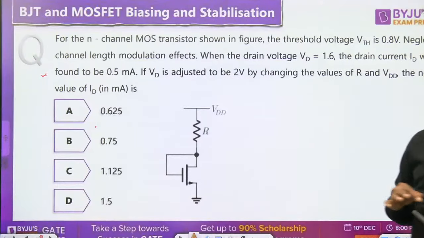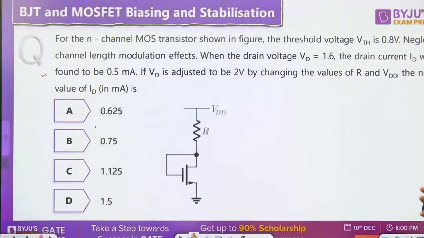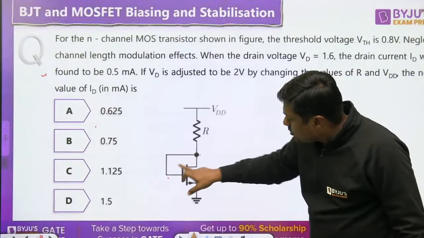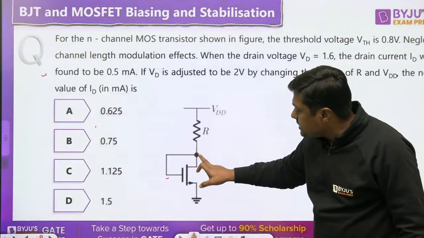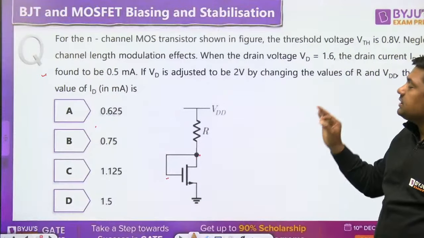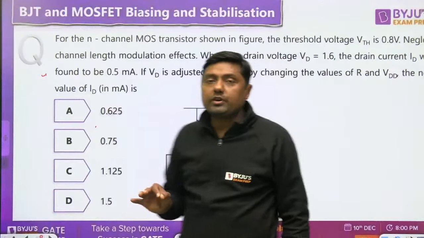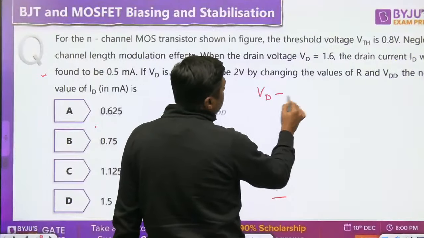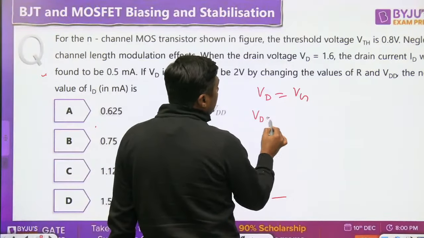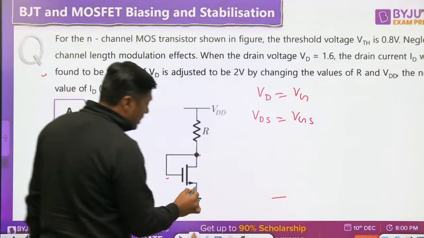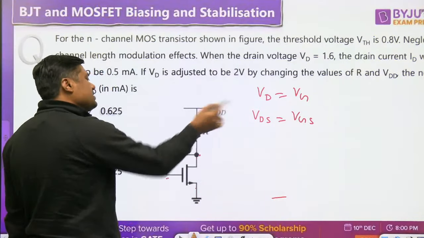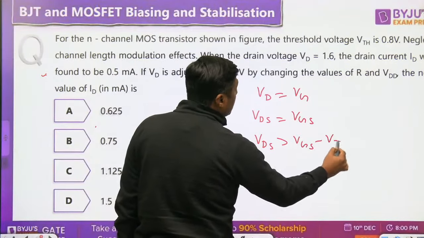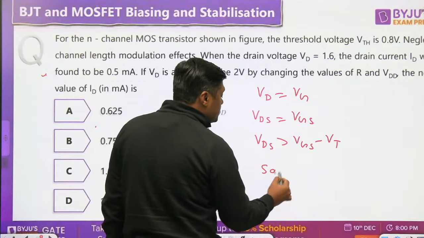In this question, always remember, if the drain is connected to gate, then directly we can say that the MOSFET is in saturation region. Because once it is connected, the VD will become VG. Then VDS will become equal to VGS, with respect to source, because source is connected to ground. Definitely, the VDS is greater than VGS minus VT. Once this condition is satisfied, the transistor is in saturation.